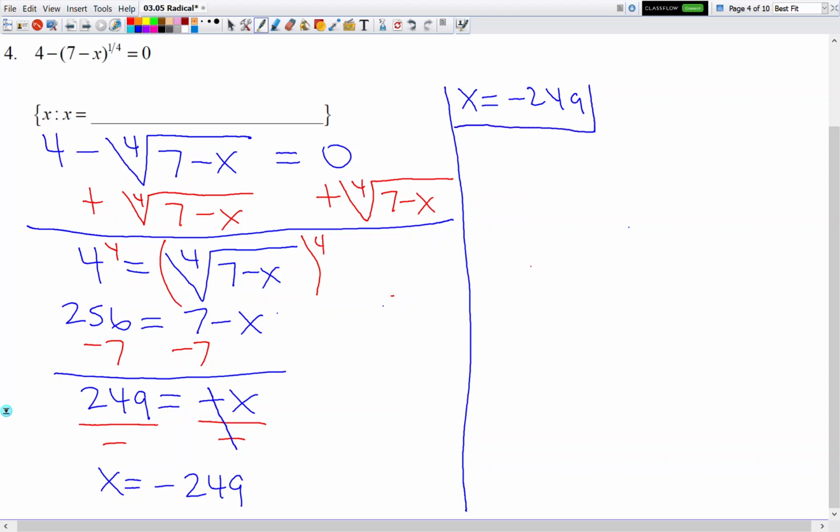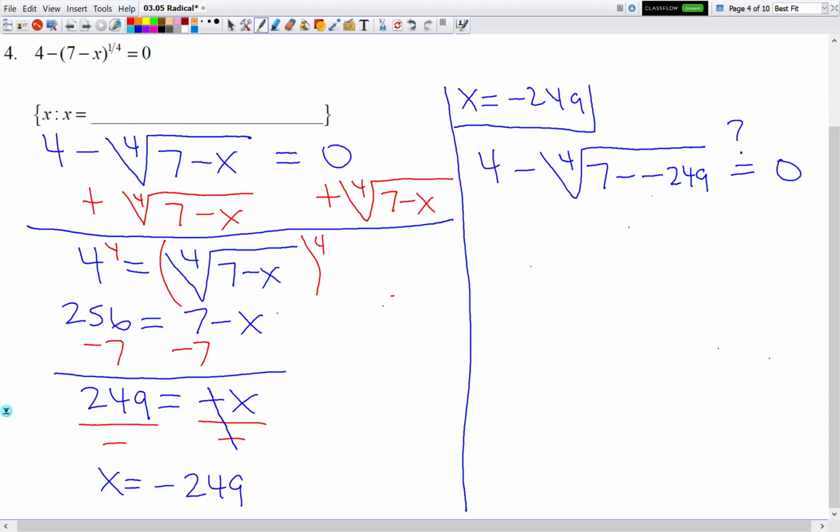So let's plug that in. Okay, so we got 4 minus the 4th root radical of 7 minus x. So 7 minus, and I'm going to plug in -249. So I get 2 negatives in a row. Please, please, please be careful because a lot of kids, when you plug in that -249, you put only one negative sign. So don't forget there's a second one. First negative is from the original problem. Second negative is from the answer we got, -249.